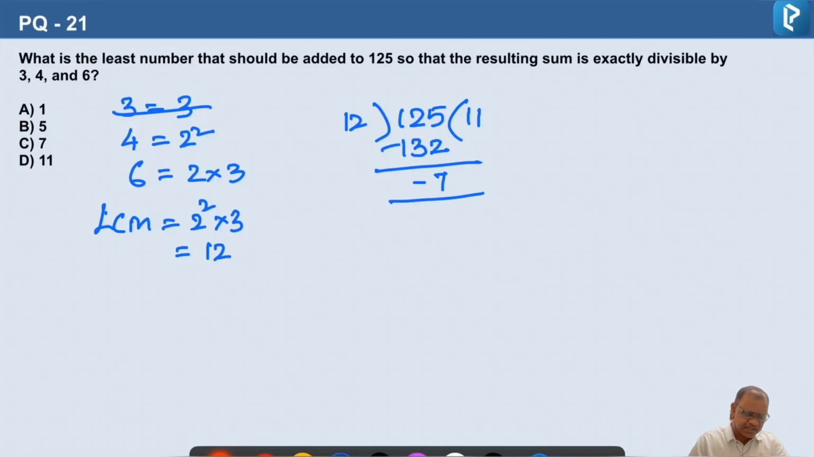Then it becomes 132, and it will be divisible by 12. So 125 plus 7 is 132. How much do we need to add here? We need to add 7. So that is our answer. C is the correct answer.